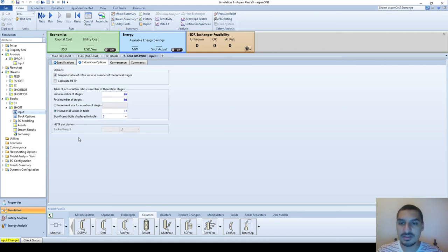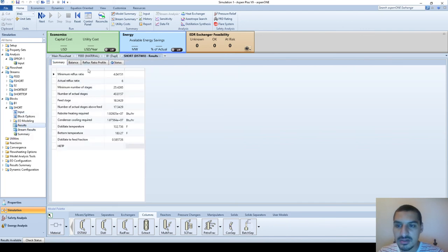So this is where we can define the number of stages. We cannot do this here because we are not using a packed column. And now we will do the run and see the output. Of course, it's going to take more time because we have a lot of calculations here.